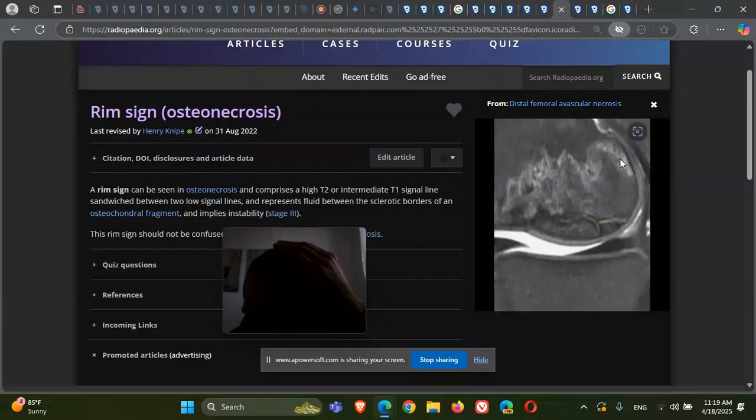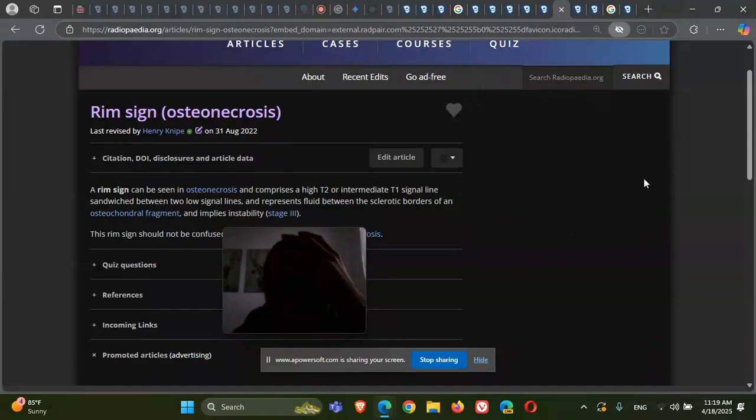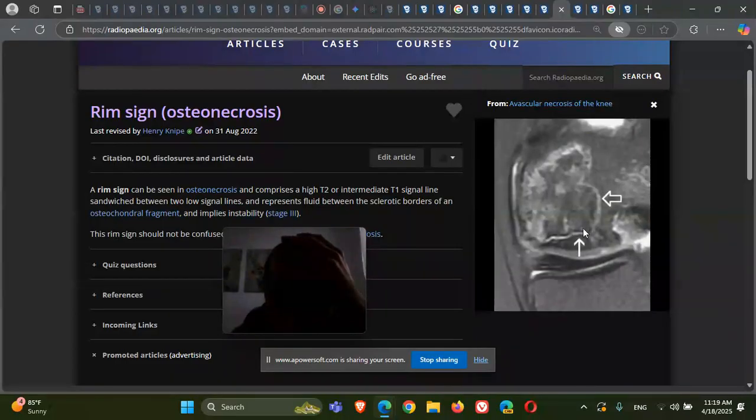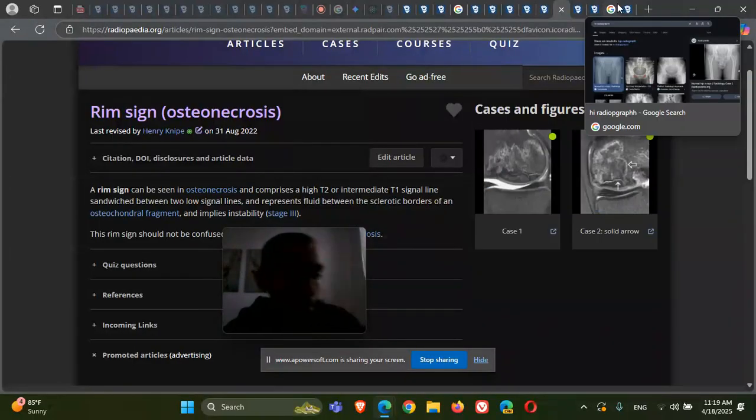This is avascular necrosis. Again, these are the lines, the bright and dark lines, but they're not very easy to see. Again, avascular necrosis. Not very easy to see.